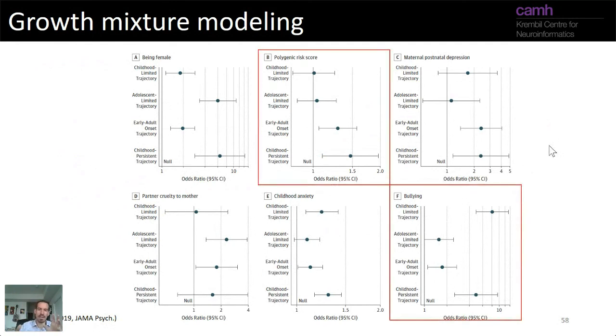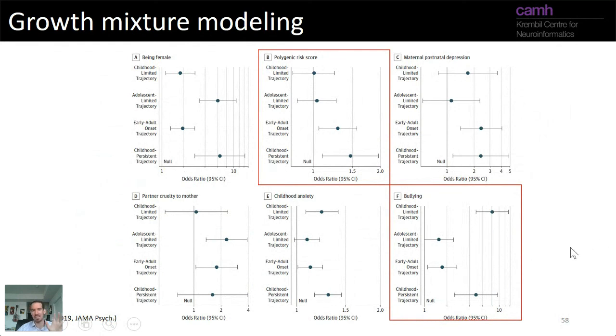And they highlighted a couple of examples of polygenic scores. You can see if you had a high polygenic score for depression, a high burden of genetic risk for depression, you are more likely to be in the childhood persistent trajectory of depression. And for bullying, you can see that you have a higher risk of being in the childhood limited trajectory and the childhood persistent trajectory. Both of them are higher.